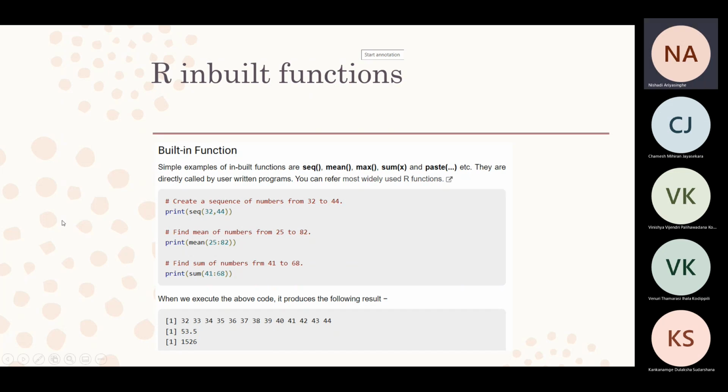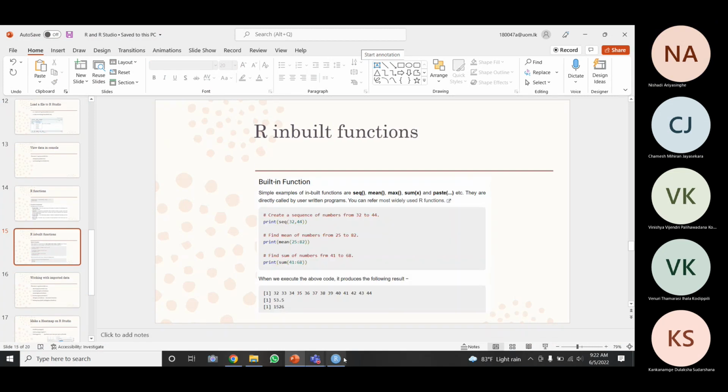So for example, you can see here the sequence function. You can create a sequence of numbers from 32 to 44. Just a random sequence of numbers you will be able to create. And print is also a function. The print function requires something to be printed. So what I am including to be printed is this sequence function, right? So you can type like this.